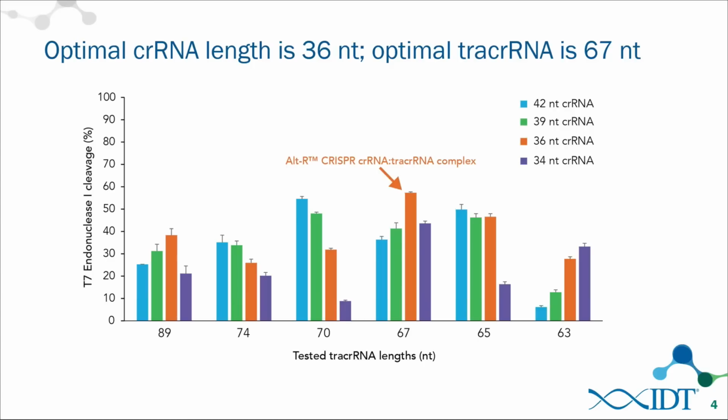Slide 4 gives a little bit of insight of what was tested then in terms of looking at trimming down the tracer RNA from 89 nucleotides down to 63 nucleotides, as well as comparing at each length in length optimization studies. And again, this is for one specific site, and these experiments were done in our HEK293 cell line that stably expresses Cas9. We compared 42 nucleotide CRISPR RNA down to 34 nucleotide CRISPR RNA, and we observed that the 36 nucleotide CRISPR RNA paired with the 67 nucleotide tracer RNA gave us the most potent results in gene editing.